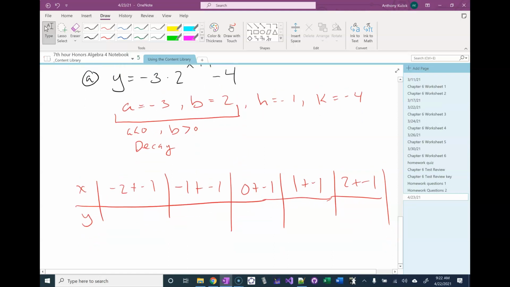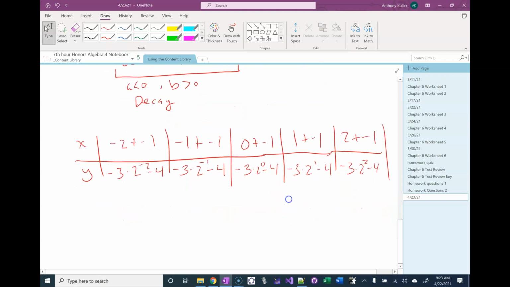So when I plug those in, I'm going to have -3 times 2 to the -2 minus 4, and then -3 times 2 to the -1 minus 4, -3 times, well, really just -3 minus 4, I think is the way I wrote that shortcut. -3 times 2 to the first minus 4, and -3 times 2 squared minus 4. You could also have written -3 times 2 to the 0 there if you wanted to. It's the same thing as 1 though, right?